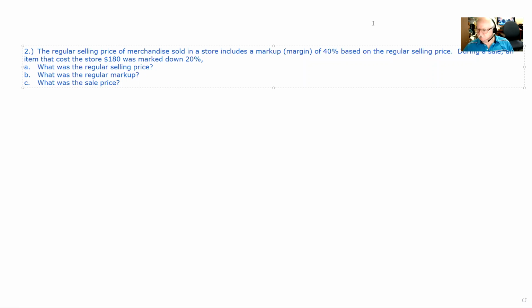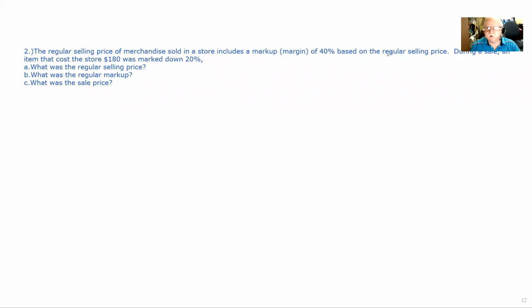Okay, so this is question 2 from chapter 5, part B. We're dealing with the concept of markup and markdown. What they're telling us here is the regular selling price of merchandise sold in a store includes a markup of 40% based on the regular selling price.